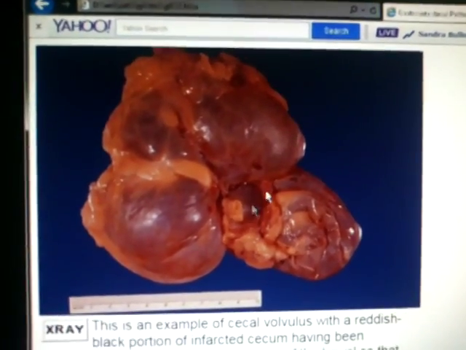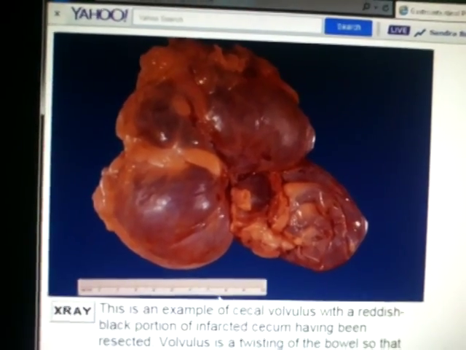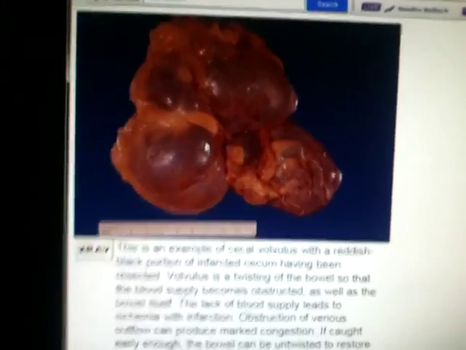Volvulus, as we said, is the twisting of the bowel around itself, or the twisting of the mesentery. In this example, we have the volvulus at the level of the cecum.